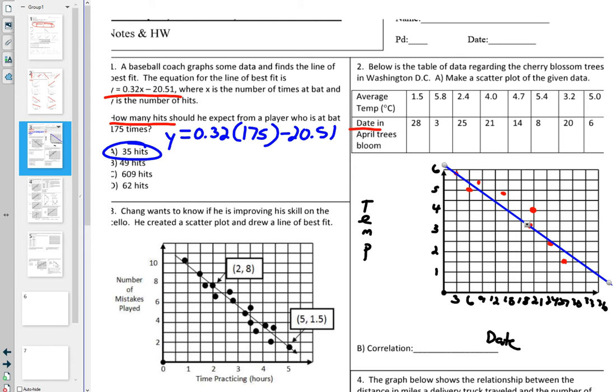But anyway, it's clearly a negative correlation, and it's pretty strong. It'd probably be in that negative 0.8 range. But we don't have to worry about calculating it.